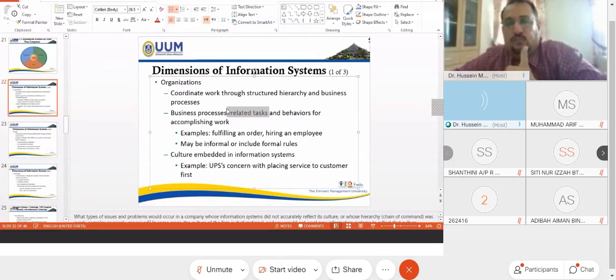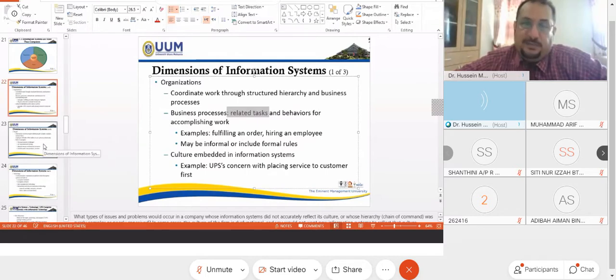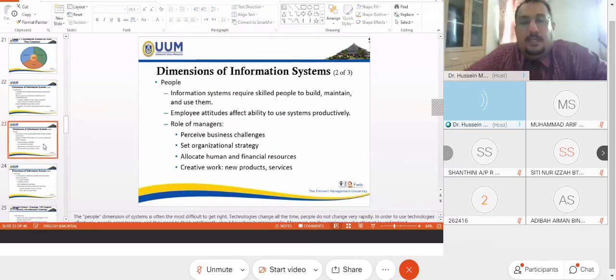We cannot, for example, do task D until we finish the previous task. We cannot finish task E unless we finish D, and we cannot finish E and D unless we finish C, like that. We cannot jump to some activities unless we finish the earlier activities. Culture is embedded in the information system. The culture here where we are working, and the culture of the business, is one dimension.